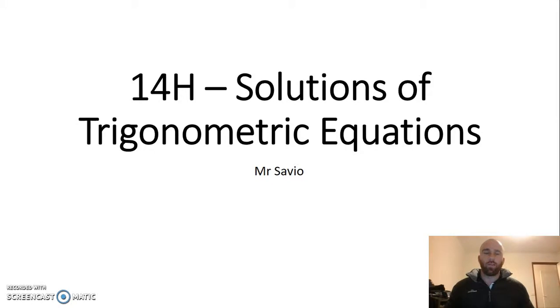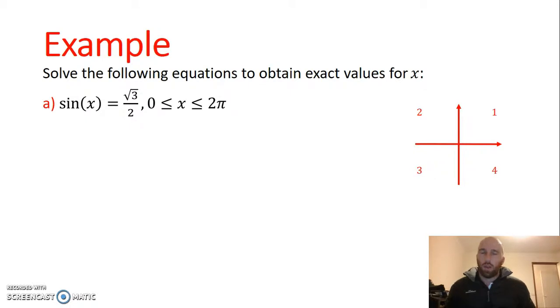Okay, so we're working on 14H today, so solutions of trig equations. We're going to work out how to solve equations and find multiple solutions. Work straight into an example. For this example, we need to find the exact values of x, where sine of x is equal to square root 3 on 2, within the domain of 0 to 2 pi. So one revolution of our unit circle.